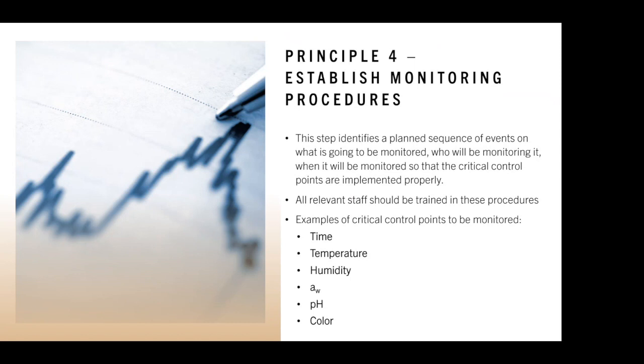Examples of critical control points and critical limits to be monitored are time, temperature, humidity, water activity, which is the a subscript w on the screen, pH, and color. Note, just like all previous examples, this is not an exhaustive list. There are many other critical limits that we could add to this list.